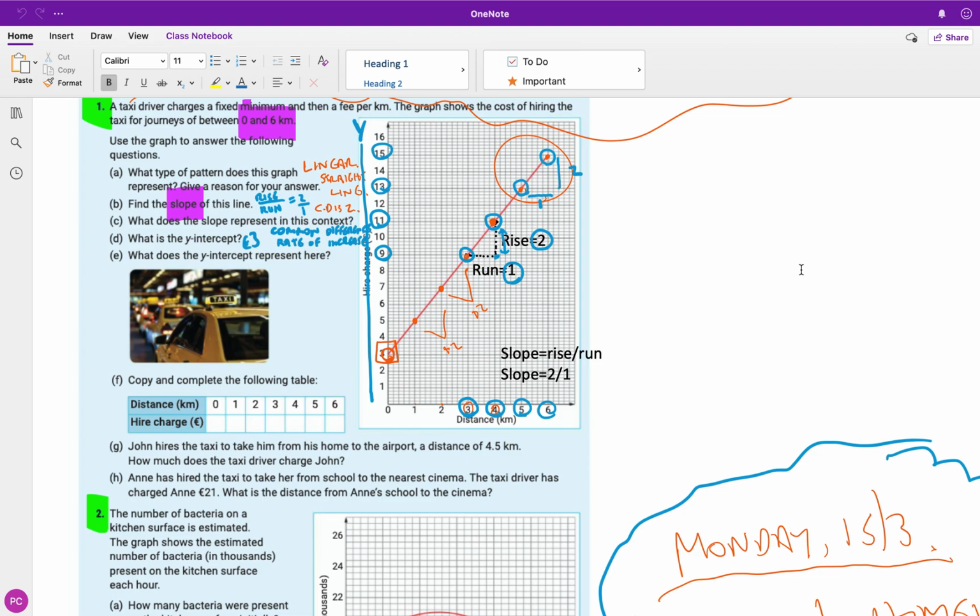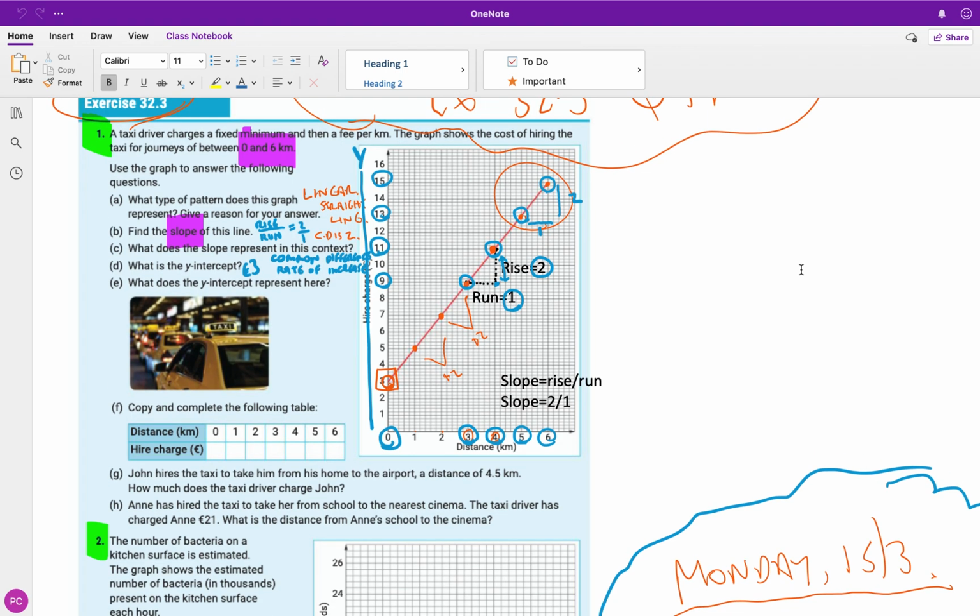What does the y-intercept represent? So you think, what's happening where the line touches the y-axis? Because it hasn't gone anywhere. Our distance is 0. So basically what that says, remember if you look back at the start of the question, you have a fixed minimum. So the y-intercept represents the fixed charge: how much the taxi's costing you before you even go anywhere.